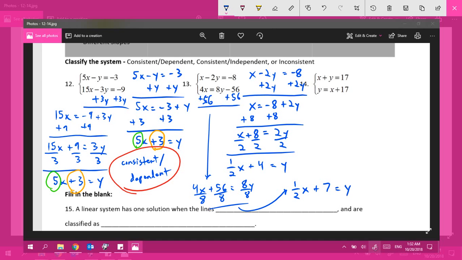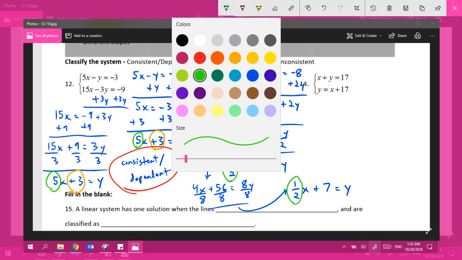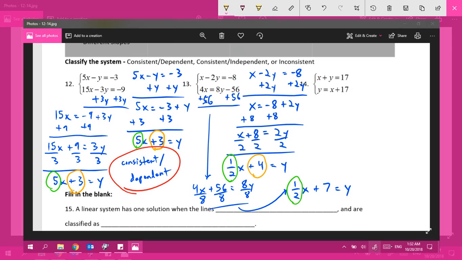And now let's compare our slopes and y-intercepts. The slope, 1/2 on this equation, 1/2 on this equation. Same slope. And then compare y-intercepts. 4 on this one and positive 7 on this one. So that's same slope, different y-intercept, which means it is parallel lines, which is inconsistent. There's no solution. Inconsistent. Boom.